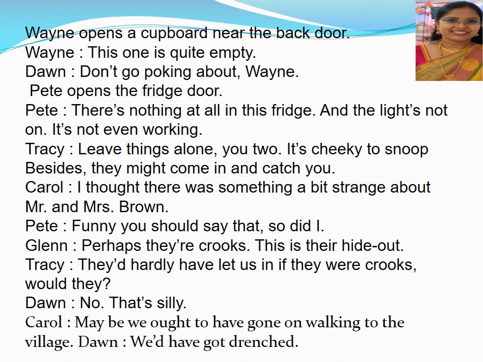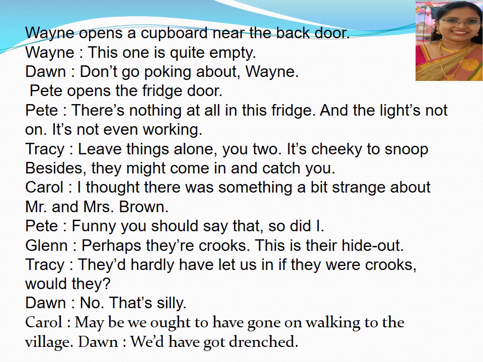And then Glyn says, I think they are crooks. That means they are cheaters, or maybe they're hiding something. And Patty says, if they wanted to hide something, I don't think they would allow us to come inside. So Dawn says, yeah, that's silly. That's true. If they are hiding something, if they are thieves or some kind of people, they will not allow us inside. And Carol says, instead of choosing this house, we should have gone to the village. We would have got brunch also, no problem, but instead of this house we should have gone to another house.